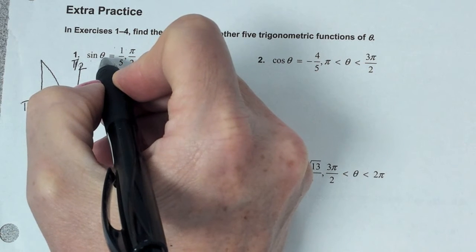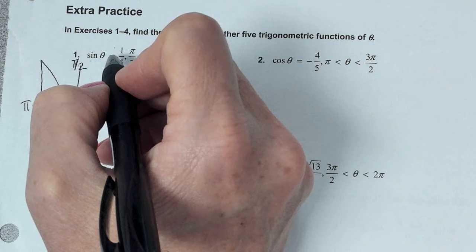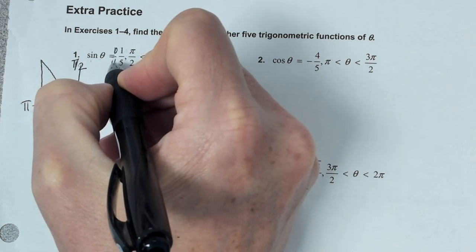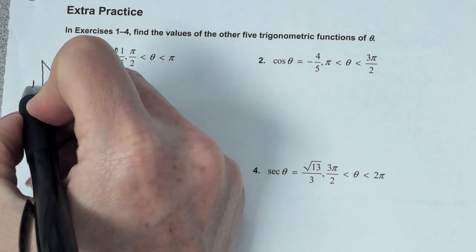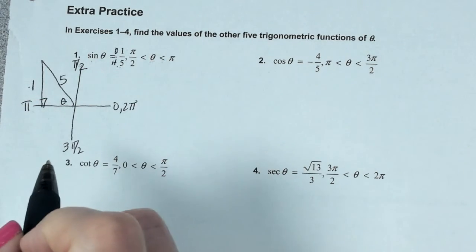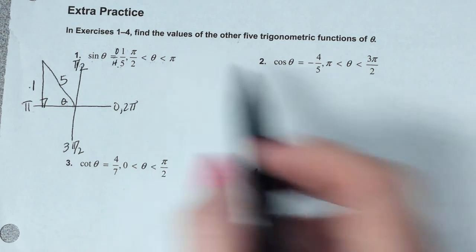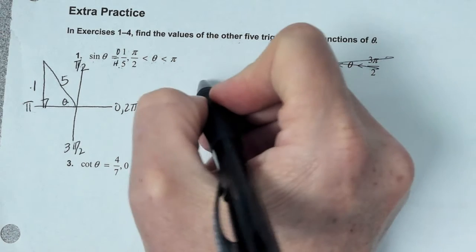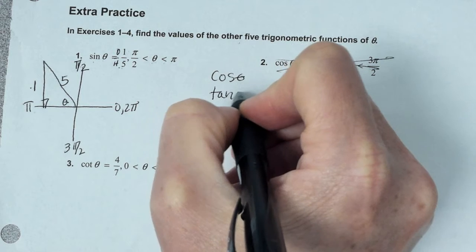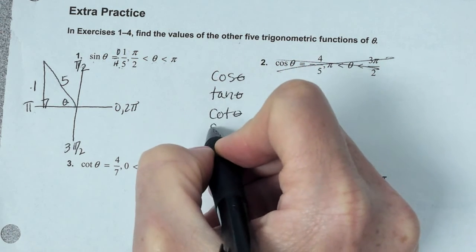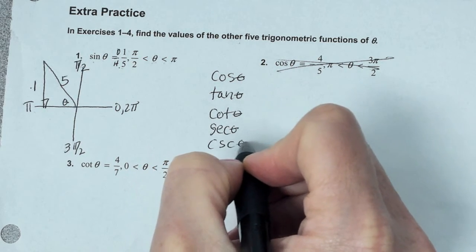Now we have to think, what is sine the same as? Is it opposite, adjacent, hypotenuse? What is it? Opposite over hypotenuse. So opposite is going to be 1. Here's our angle. Opposite is 1. Hypotenuse is 5. I'm supposed to find the other 5 trig functions. We're not even going to bother doing this one. So we're going to find the cosine, the tangent, the cotangent, the secant, and the cosecant.